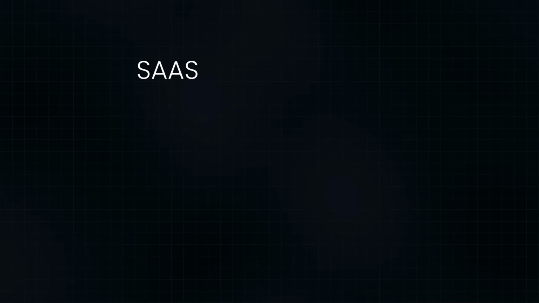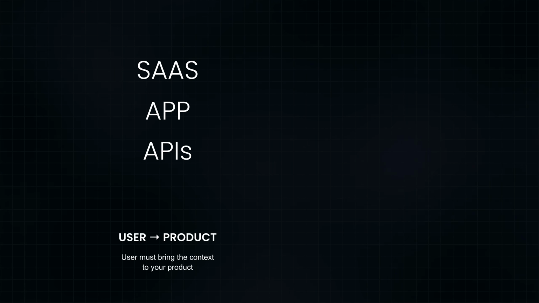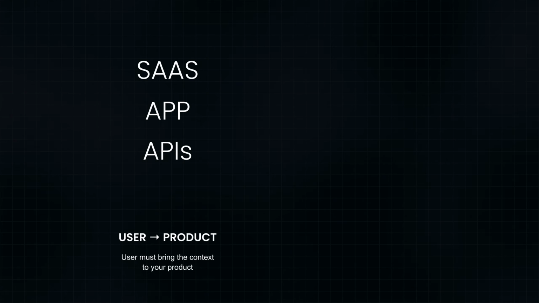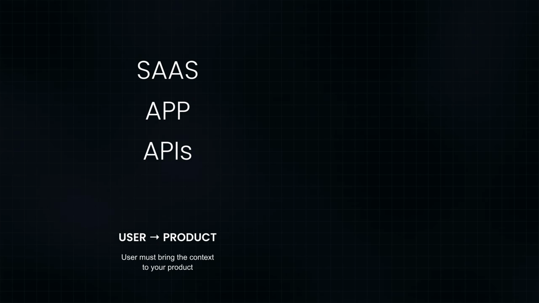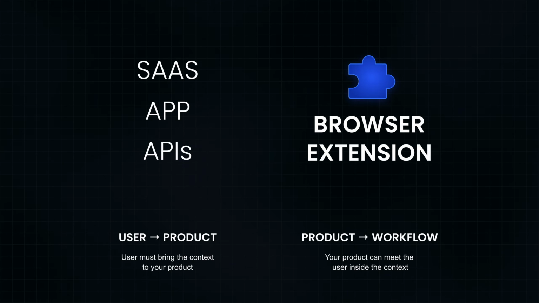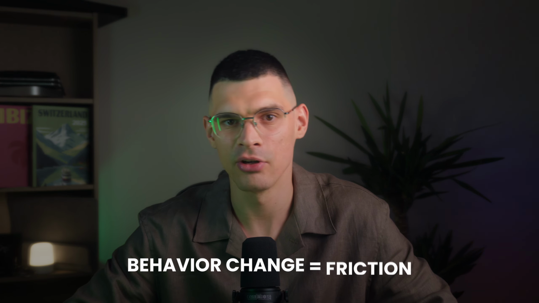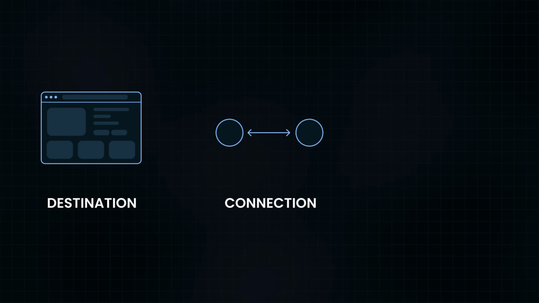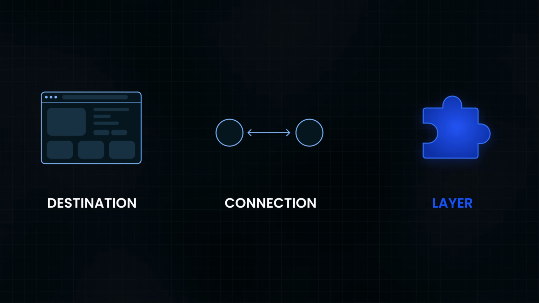In the first three versions, the user must bring the context to your product. With an extension, your product can meet the user inside the context. That is why choosing the format is not just an engineering decision. It determines how much behavior your user must change before receiving value. Here is the simplest model. Most software products act as a destination, a connection, or a layer.